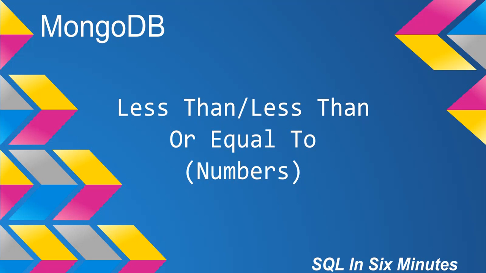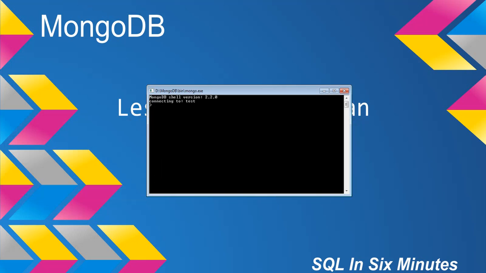This morning we're going to cover less than and less than or equal to in MongoDB involving numbers. So the first thing we want to look at is how to identify values that are less than a certain number or less than or equal to a certain number and return those values.